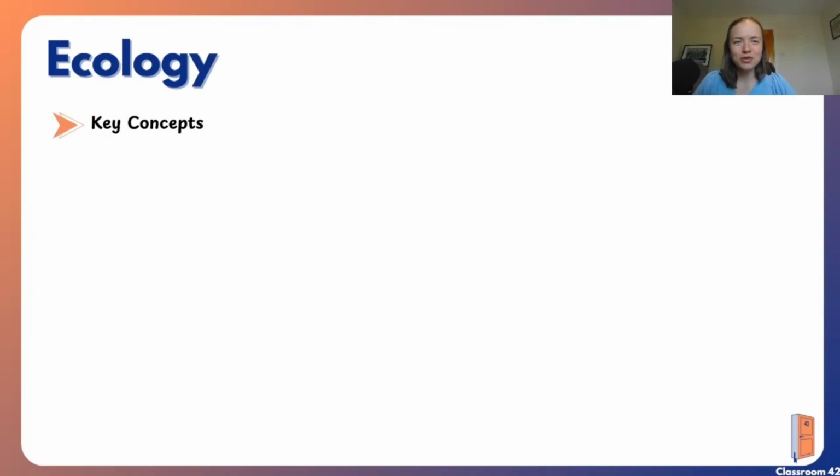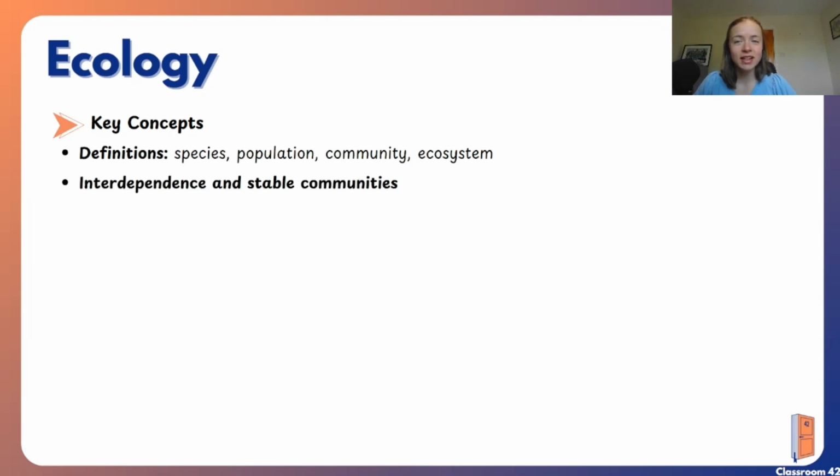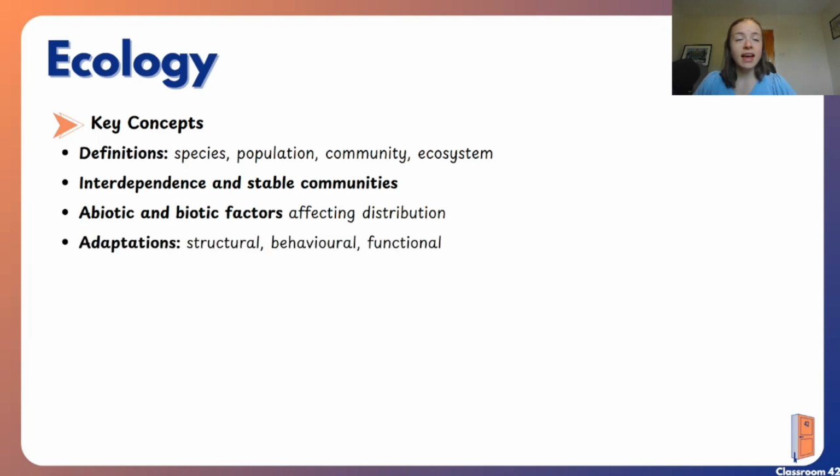Okay, so let's go through the key concepts for ecology. So you need to know the definitions of species, population, community, and ecosystems, and the idea of interdependent and stable communities. Abiotic and biotic factors affecting distribution is also a very common exam question, as is structural, behavioural and functional adaptations to different environments and different species. And then also there might often be cases of extremophiles come up. We've gone through some in the core content, but there might be new scenarios that come up as well.